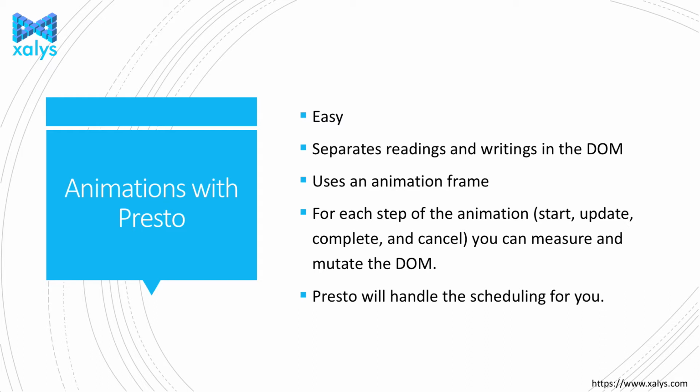Animations with Presto. When you wish to animate components, for example moving a div, you have many options. Use CSS transitions, use CSS animations, or use Presto's animations. Animating with Presto is easy because it allows you to easily separate readings in the DOM, if needed, and writings in the DOM while benefiting from the browser's animation frame without even thinking about it. The only thing you have to do is to inherit from the class animation and override the methods you intend to use. For each step, the start, the intermediate updates, the completion, and even cancelling the animation, you can measure and mutate the DOM. Presto will handle the scheduling for you.